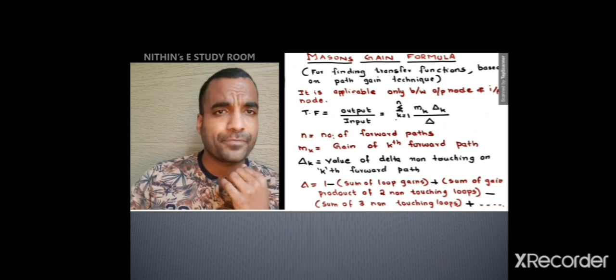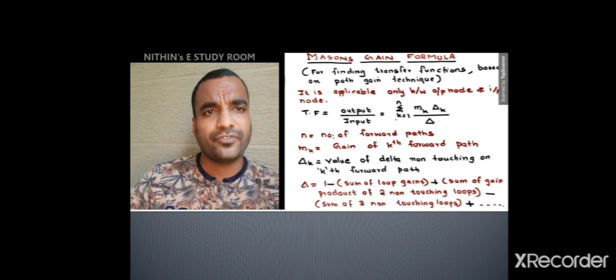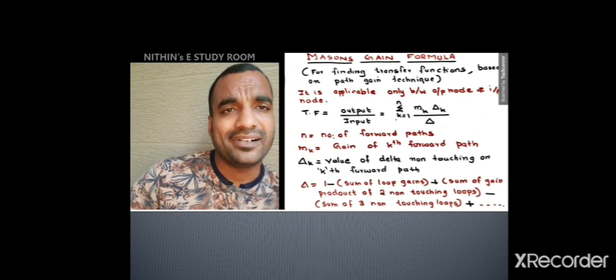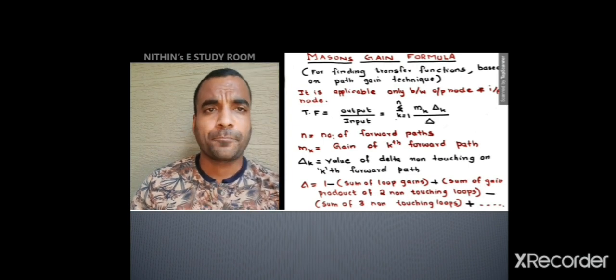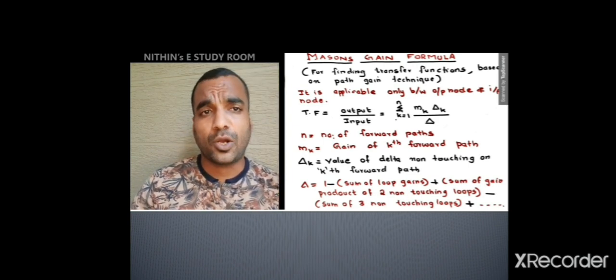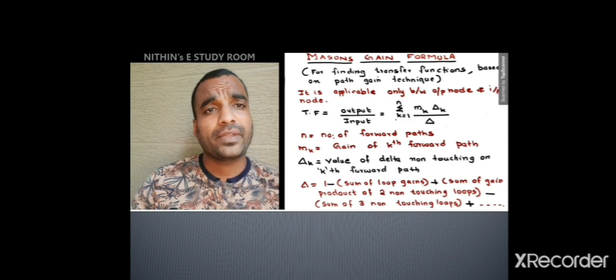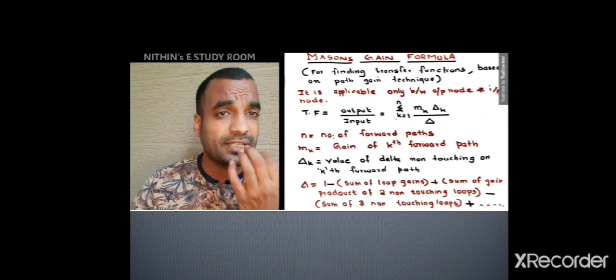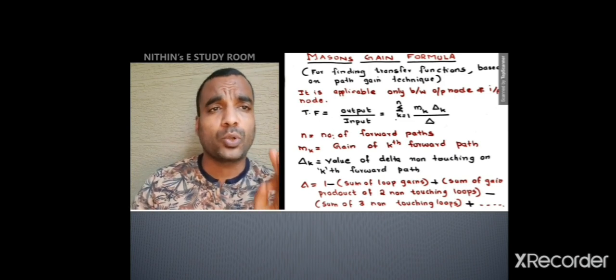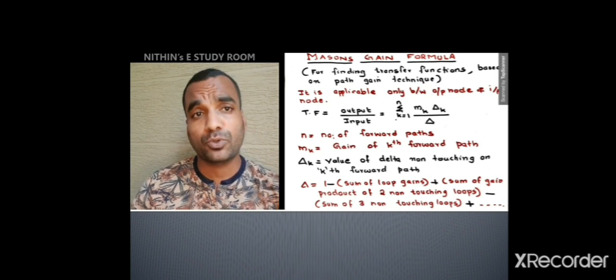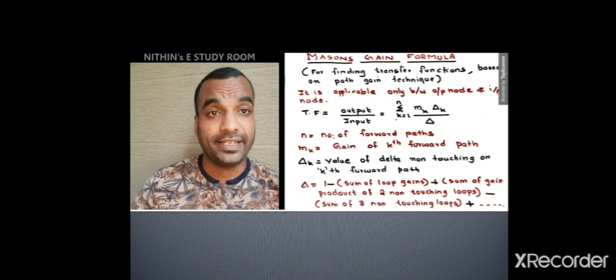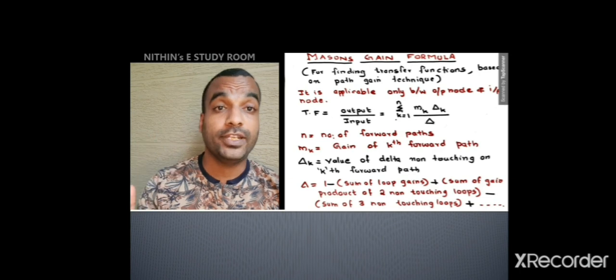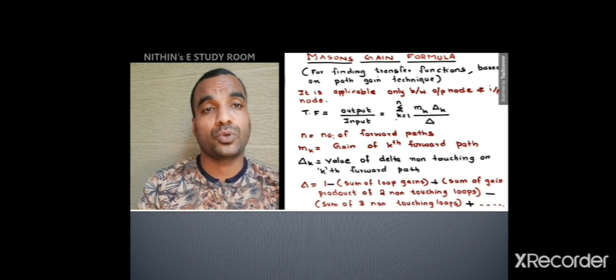So, coming to the details, you can identify in which problems you can apply Mason's gain formula or not. Transfer function is nothing but output by input. But this is the case: this formula is applicable only between the output node and the input node. It is written in the red ink. It is applicable only between the output node and the input node.